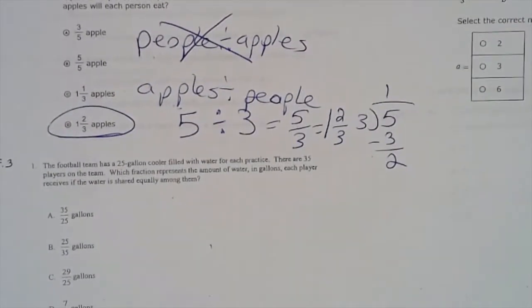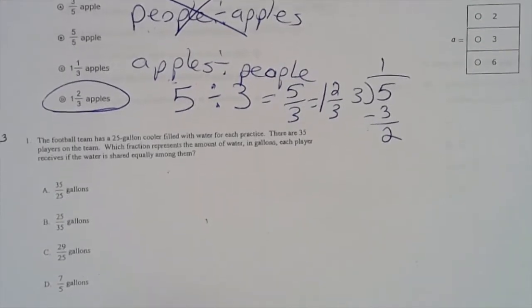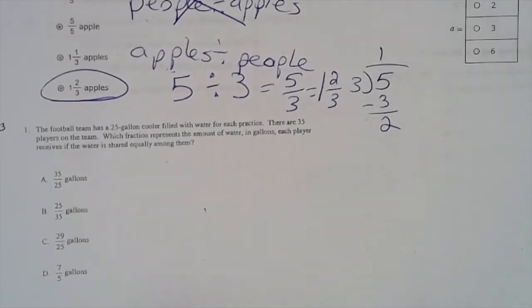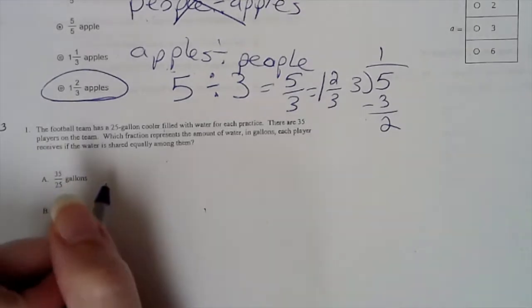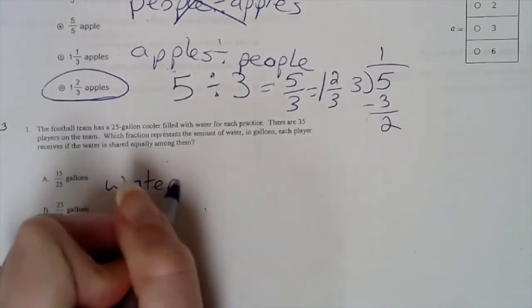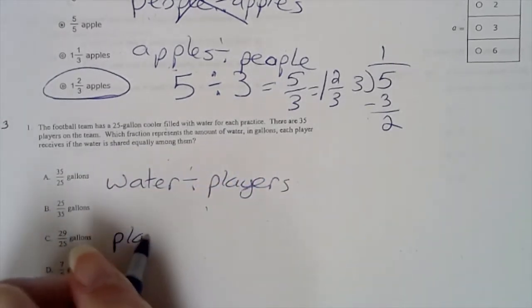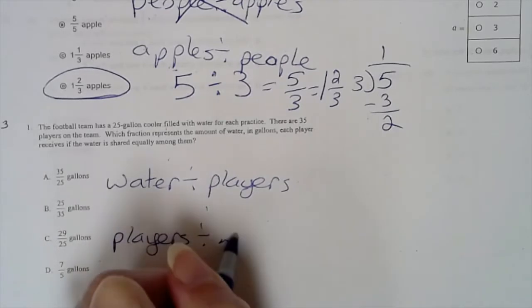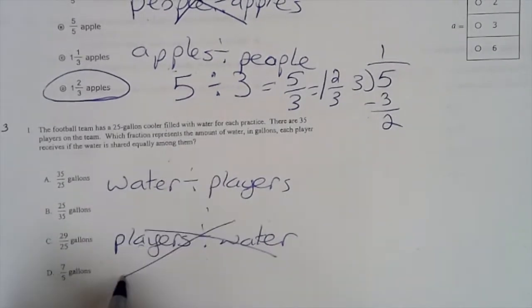The football team has a 25-gallon cooler filled with water for each practice. There are 35 players on the team. Which fraction represents the amount of water in gallons each person receives if the water is shared equally among them? So we have water and we have players. Do we have water that we're going to split and share with players, or do we have players that we're going to split and share with water? Hopefully you will not cut up the players and share them. You will split the water.